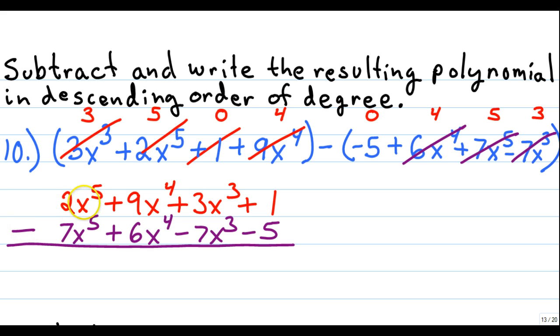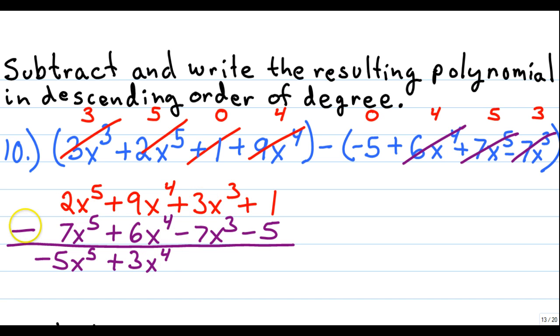We have a 2x to the fifth degree minus a 7x to the fifth degree. 2 minus 7 leaves us with a negative 5. We keep the variables raised to their degree the same, unchanged, carrying them down. Now we have a 9 minus a 6, which gives us a positive 3, so plus 3, carrying down that x to the fourth degree.